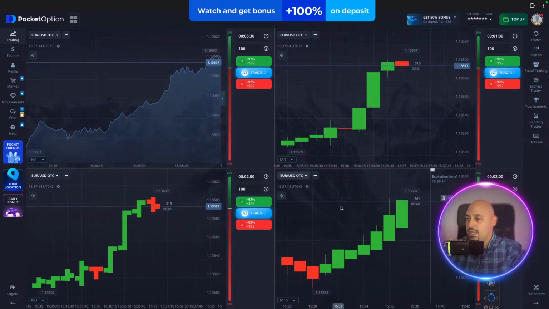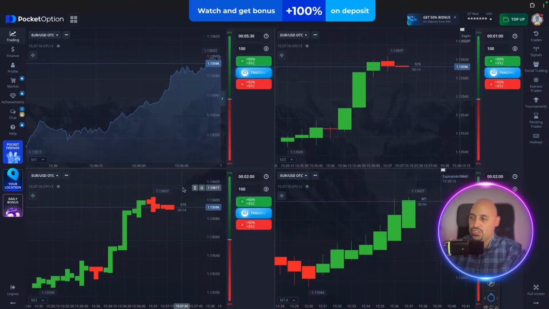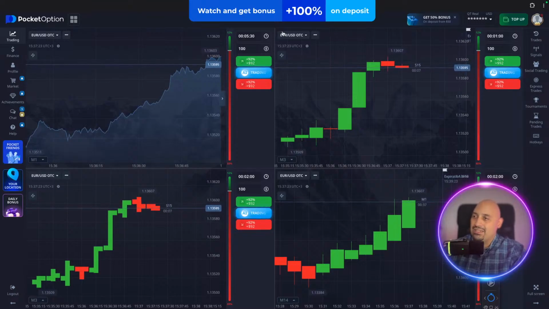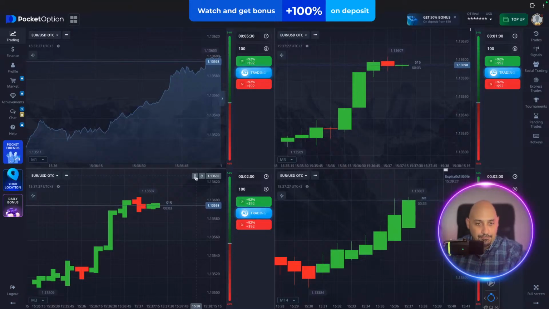Here we go. And here we have the Heiken Ashi. Take a look at all those four different types of charts, looking at the exact same currency pair, and tell me, what do you guys see?